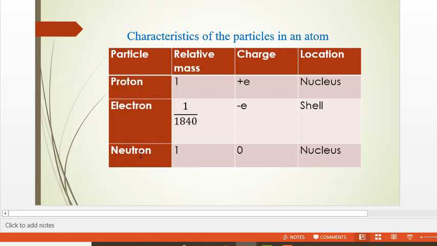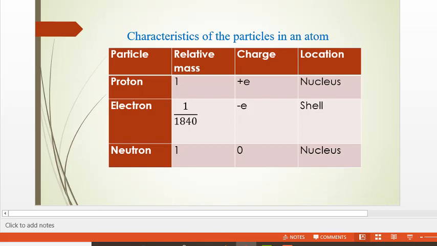Then we have the neutron with a mass of 1. So you can see the mass of a proton and the mass of a neutron are equal. Its charge is 0, that's why it is neutral, and its location is in the nucleus of an atom.